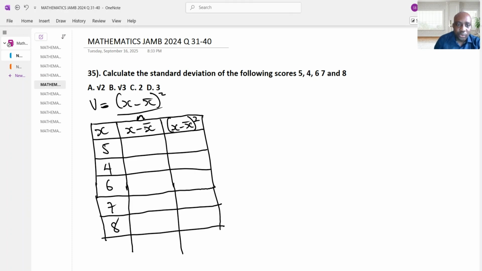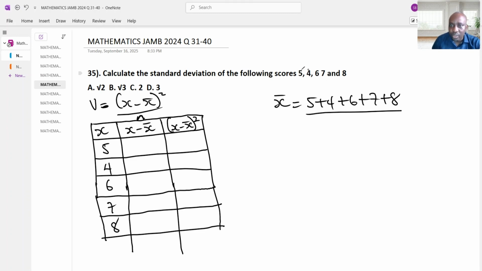Now, let's look for the mean first before we proceed from here. What is the mean? Let's calculate the mean. 5 plus 4 plus 6 plus 7 plus 8 divided by what? By the number of frequency: 1, 2, 3, 4, 5, divided by 5. Therefore, 5 plus 4 plus 6 plus 7 plus 8 is going to give us 30, divided by 5 is going to give us 6. It means that the mean is what? 6. The mean is 6.